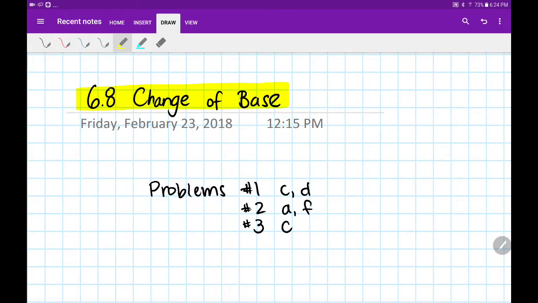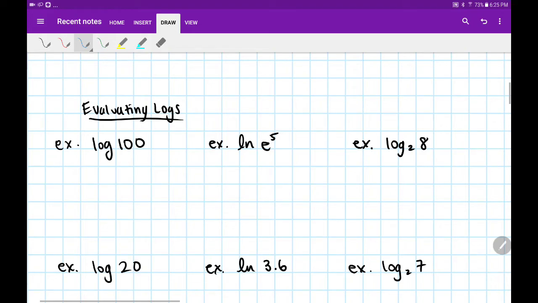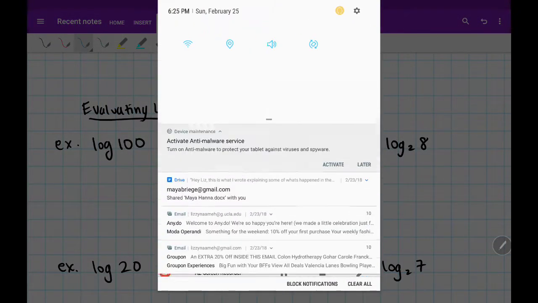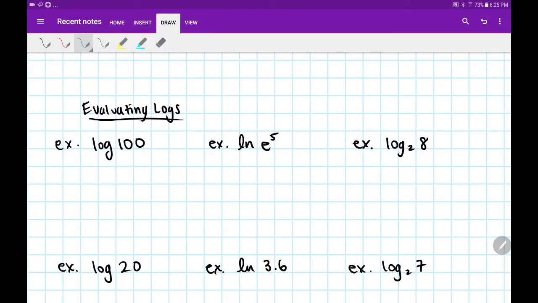We will be learning how to change base using the change of base formula, and we'll be doing problems 1, 2, and 3 in the TAN book. Before we get started, as always, we have some prerequisite skills that we will practice, namely evaluating logs.